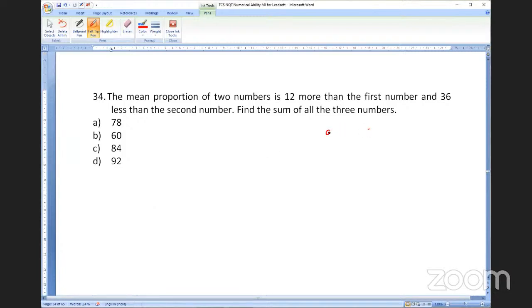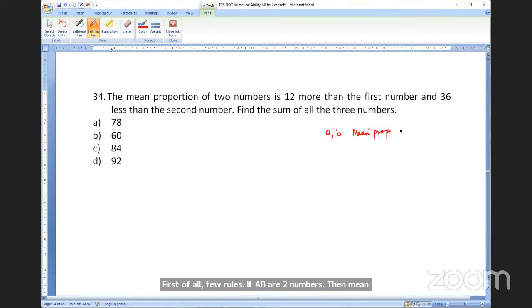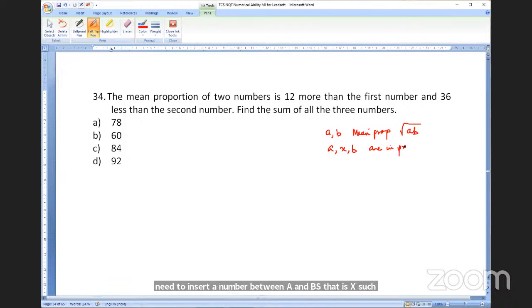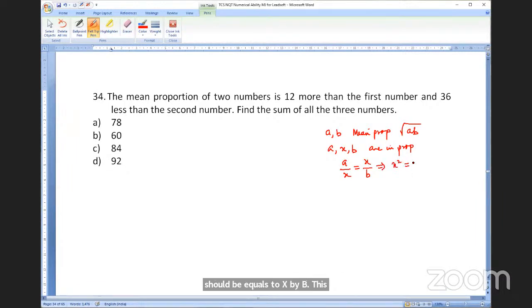If A, B are two numbers, then the mean proportion between the two numbers A and B is given by root over AB. How to get the mean proportion? Mean proportion means we need to insert a number between A and B, suppose that is X, such that these three numbers are in proportion. If these three numbers are in proportion, that means A by X should equal X by B, which gives us X square equals A into B. Therefore, X is equal to root over AB. Mean proportion is straight away calculated with the help of root over AB.